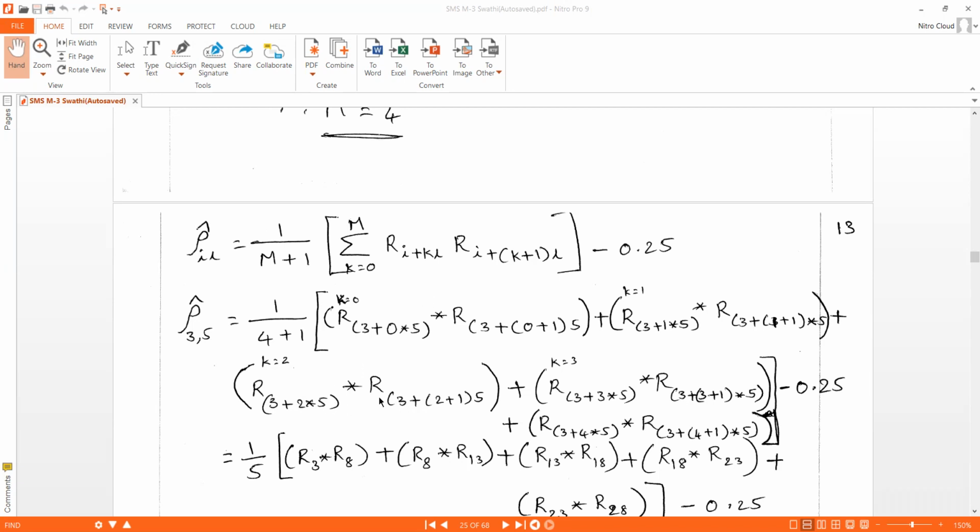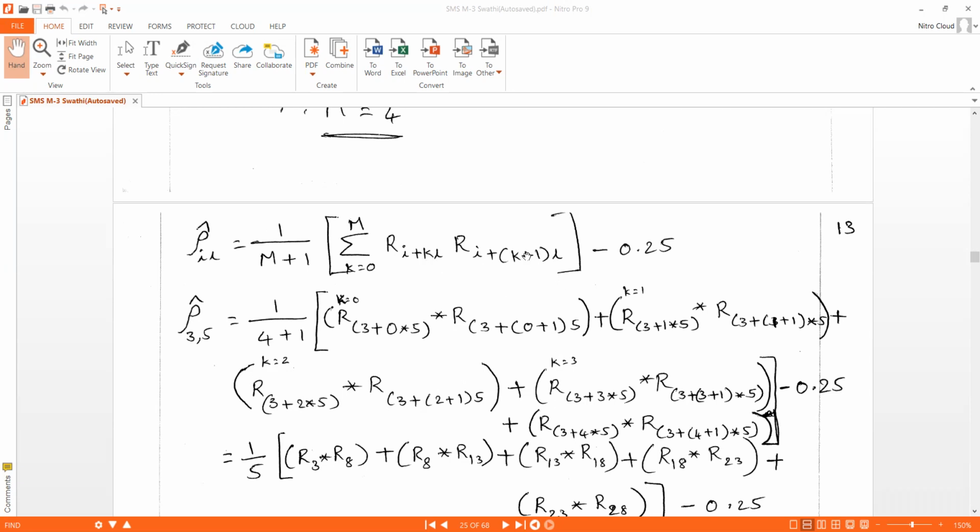Okay, into R of 3 plus k, we have considered k as 2, plus 1 into L, where the L value is given as 5. We have expanded this term considering k equal to 2. Now we will expand this term considering k equal to 3.